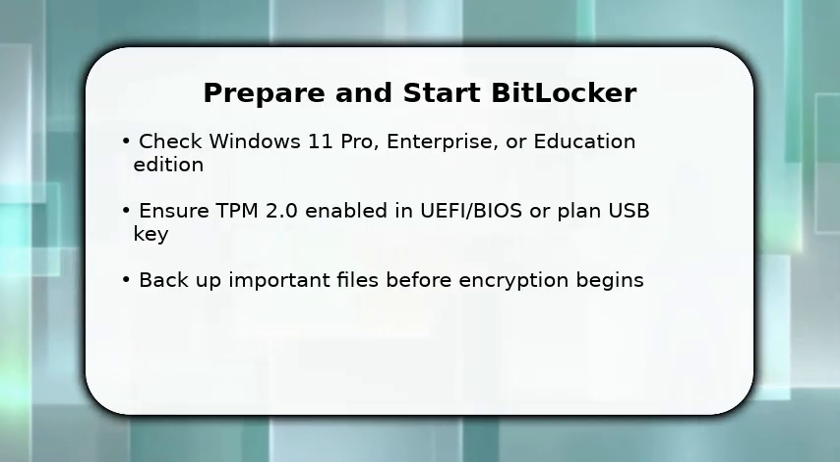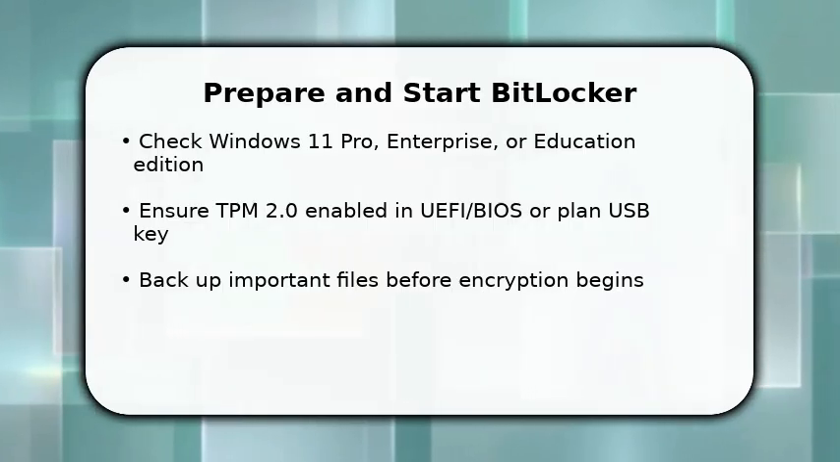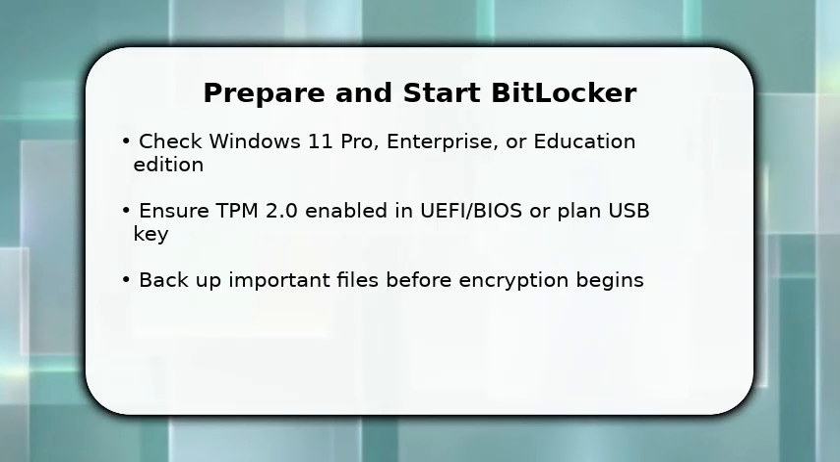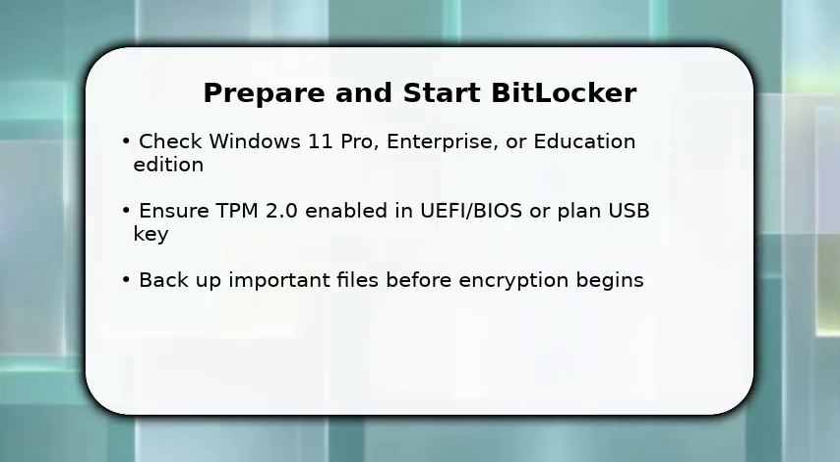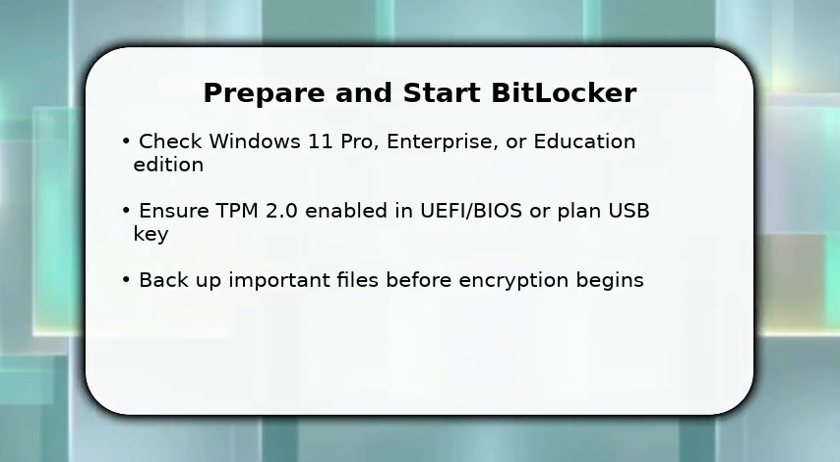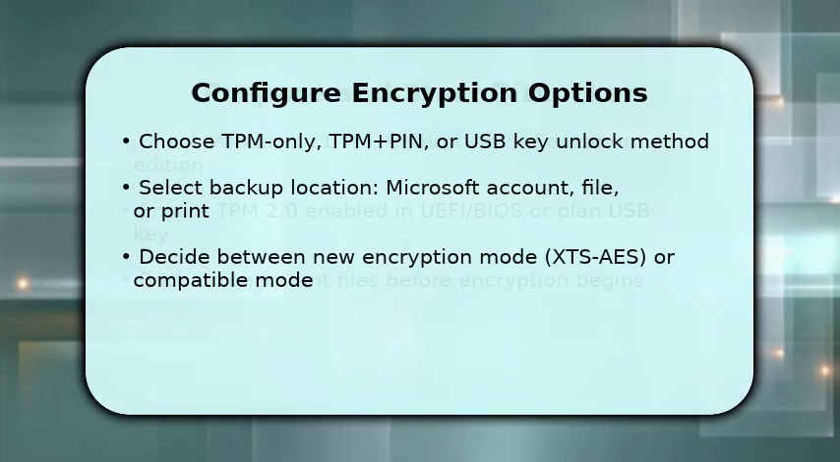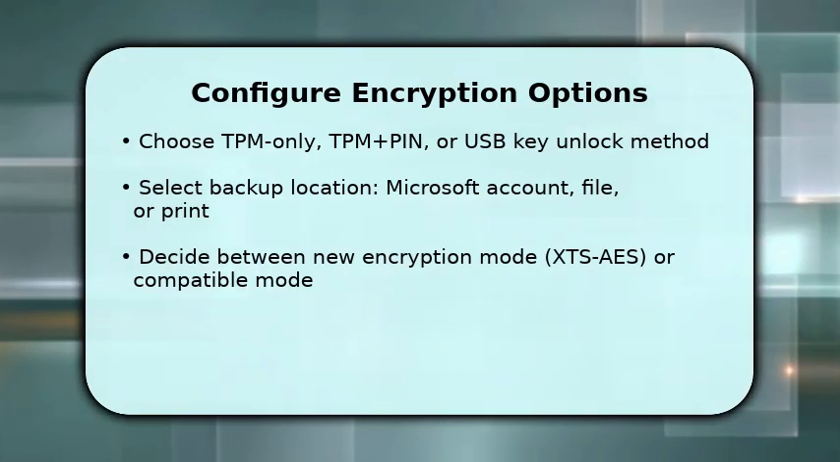Next, open Settings, go to System, About to confirm edition, then open Control Panel, System and Security, BitLocker Drive Encryption. Once there, click Turn on BitLocker next to the system drive to start the setup wizard, and choose your preferred unlock method. Now you'll configure how BitLocker secures the drive and where to store recovery access.